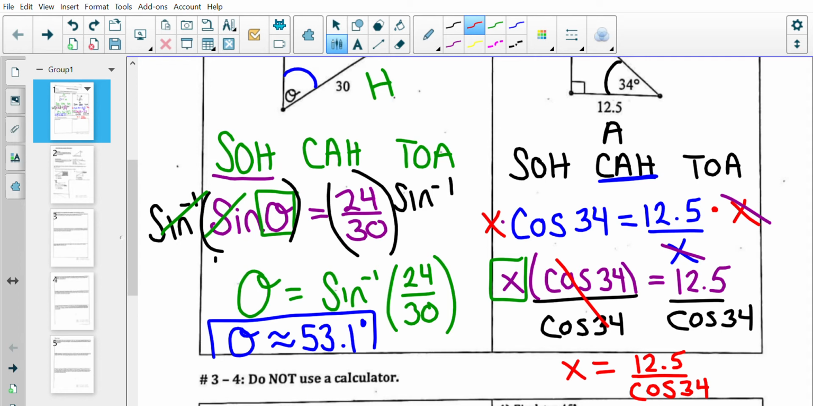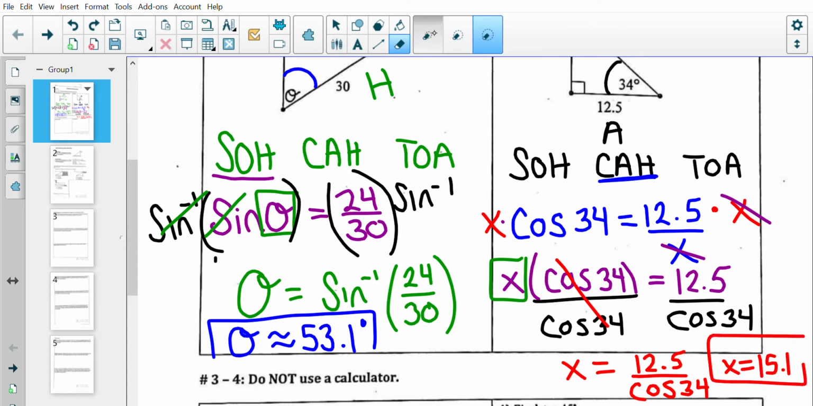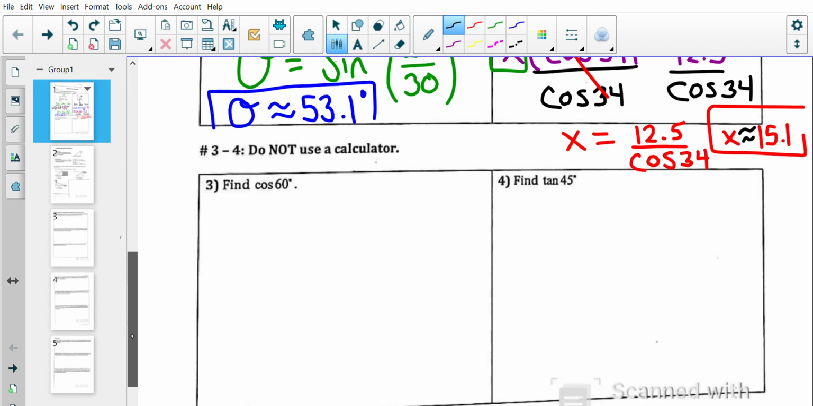And once again, you want to round to the nearest tenth, so we will get x is equal to 15.1 units long. And that should be an approximation since we are rounding. Squiggly equal sign means we've rounded. Approximation. Approximately 15.1. All right, let's move on to numbers 3 and 4.